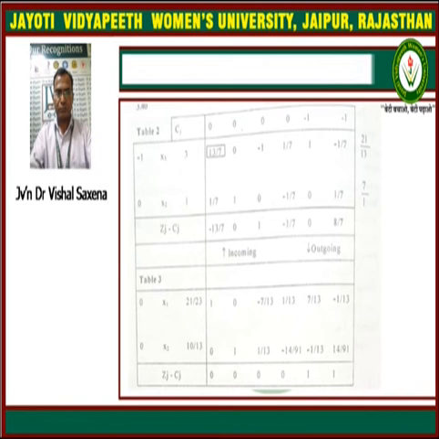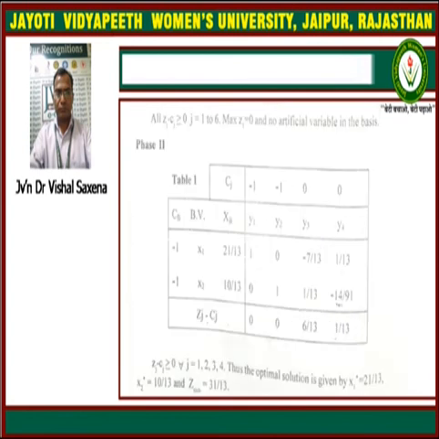And now we come to table number 3. We apply the usual method of table 2 to convert to table 3 by the usual process, and we see that in this table 3 all the artificial variables have been removed, and the value of Zj minus Cj is greater than or equal to 0, and therefore the first phase stops here and we come to the second phase.